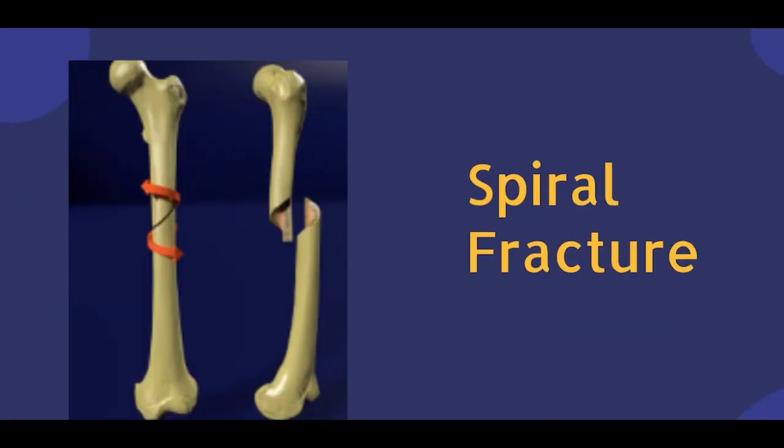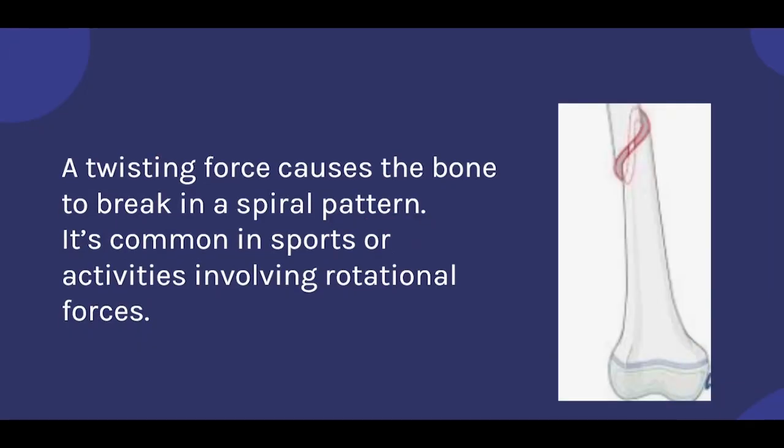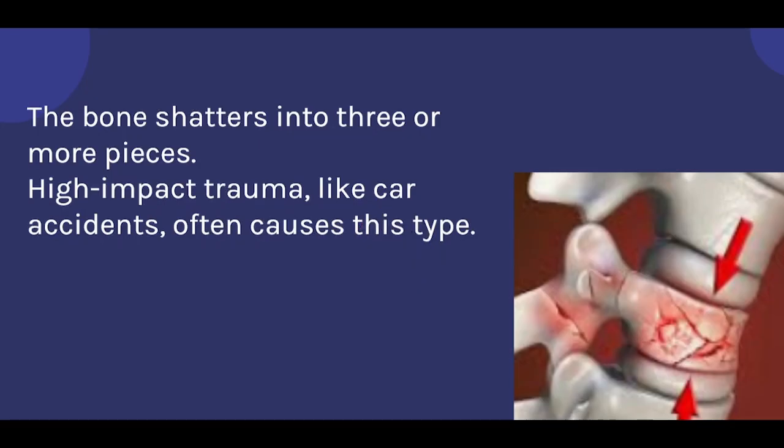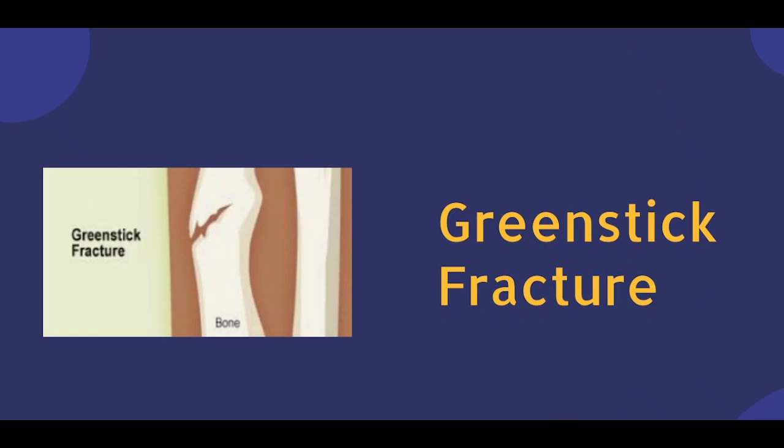Next is spiral fracture. A twisting force causes the bone to break in a spiral pattern. It is common in sports or activities involving rotational forces. Comminuted fracture. The bone shatters into 3 or more pieces. High impact trauma like car accidents often cause this type of fracture.